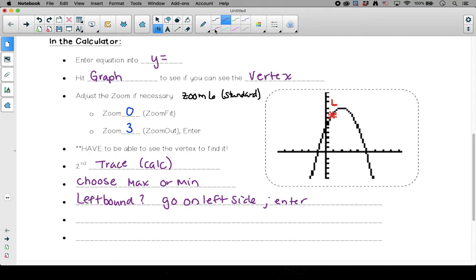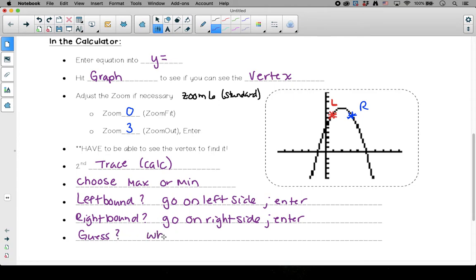Once you've done that, your calculator will say right bound with a question mark. So you'll go to the right side of your vertex, pressing the right cursor, and once you're on the right-hand side of your vertex, you'll press enter again. You'll have a little arrow over here. Then your calculator will say guess with a question mark. We don't actually care about guessing, so just press enter and it'll give you your actual vertex.